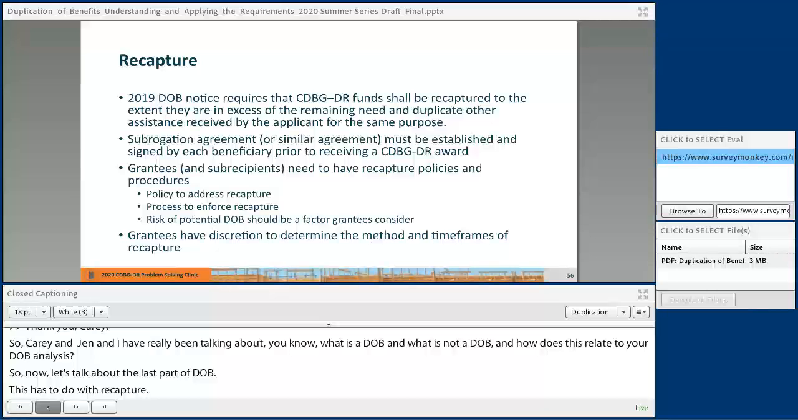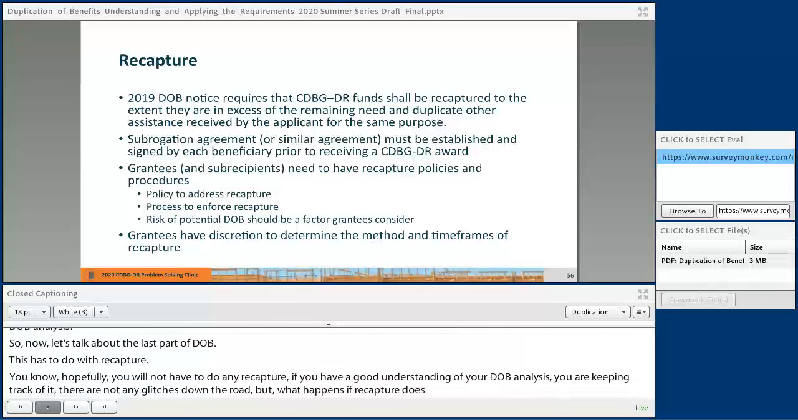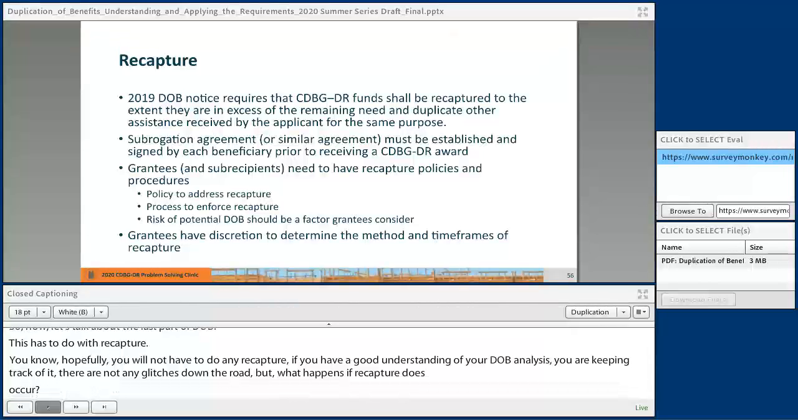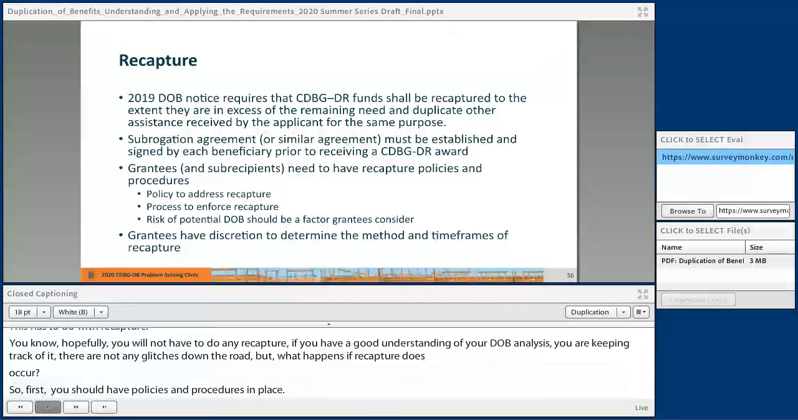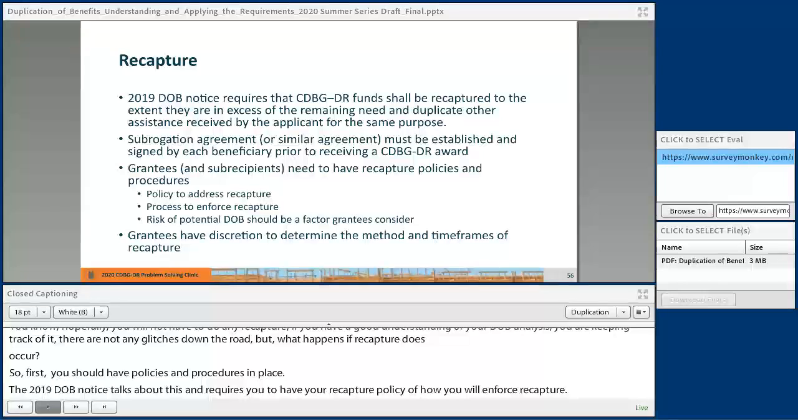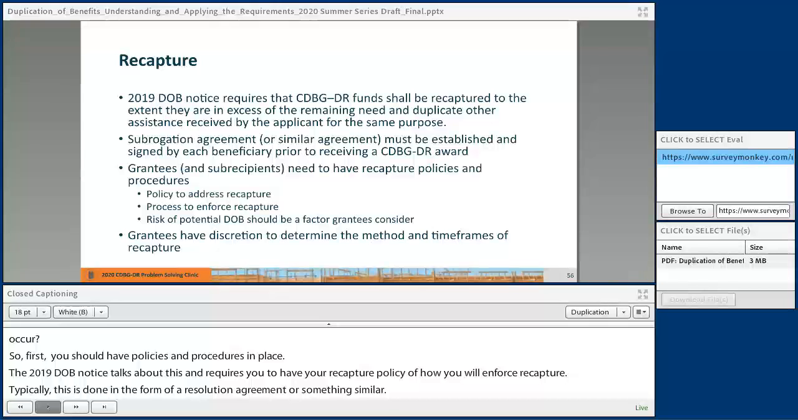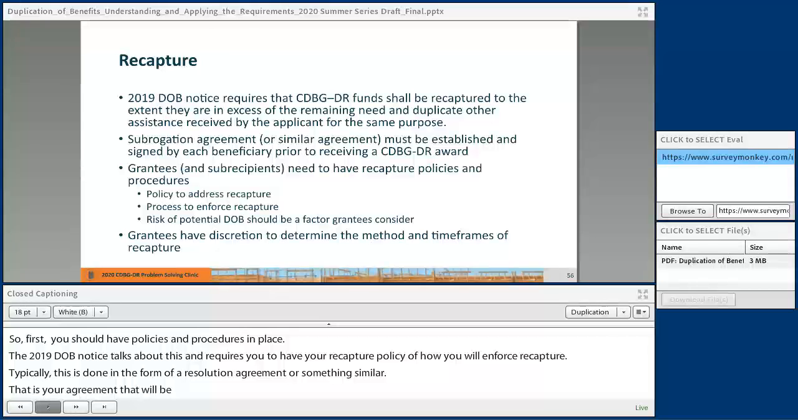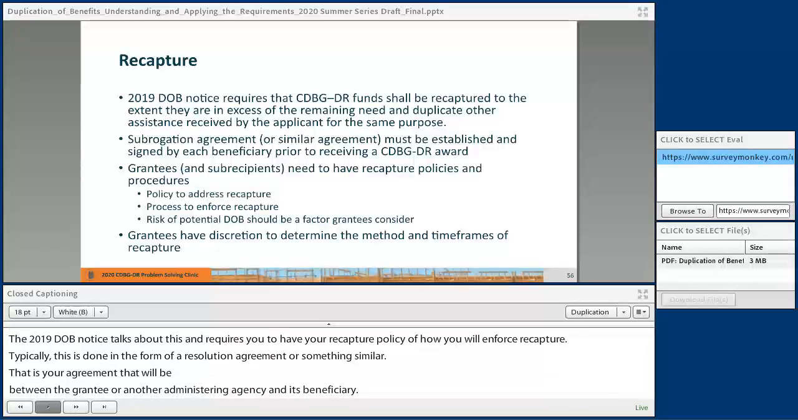So first, you should have policies and procedures in place. And the 2019 DOB notice talks about this too, and requires you to have your recapture policies of how you will enforce recapture. And typically this is done in the form of a subrogation agreement or something similar. And that is your agreement that will be between the grantee or another administering agency and its beneficiary. And you'll want to make sure that these are signed before the CDBG-DR assistance is awarded and out the door.